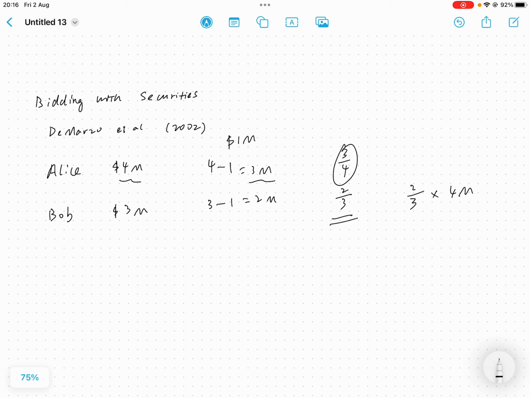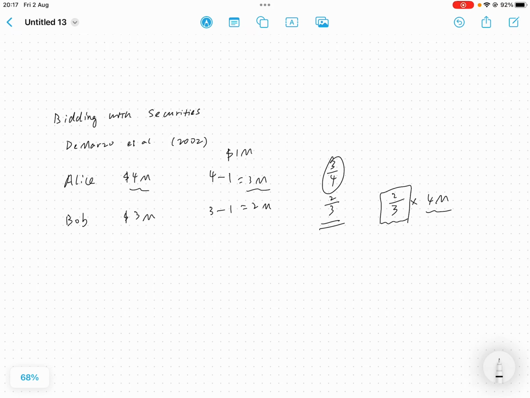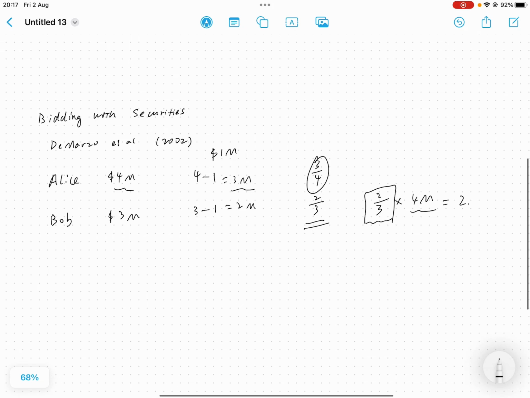Because here, why are we using 4 here instead of 3? Because from the perspective of Alice, Alice thinks that this project can give herself $4 million in terms of the future cash flow. But this bid is using the second highest bid, which is only a smaller fraction, 2/3. So we use those two to get the final payoff for the seller, and this is roughly 2.67 million.